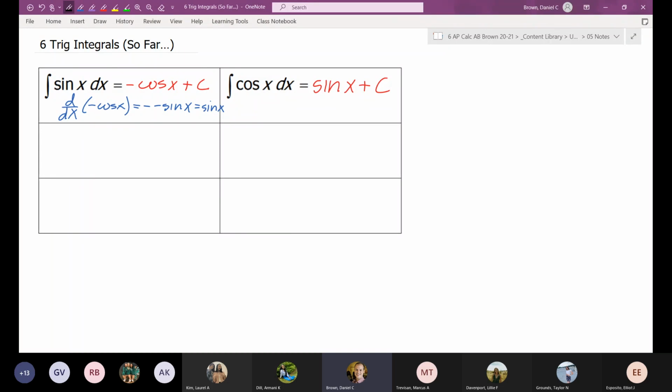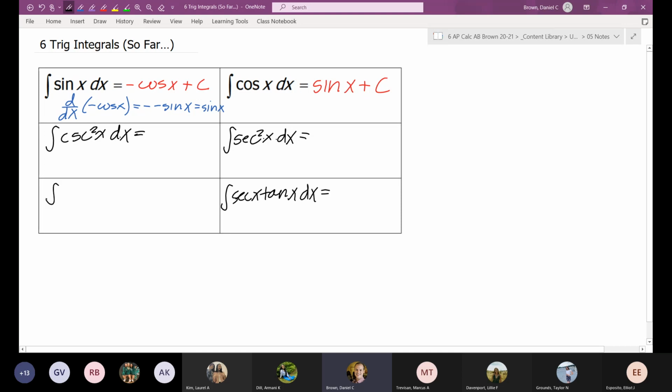The other rules that you technically know the rule for: the integral of cosecant of x dx, the integral of secant squared dx, the integral of the product of secant times tangent, and the integral of the product of cosecant times tangent.